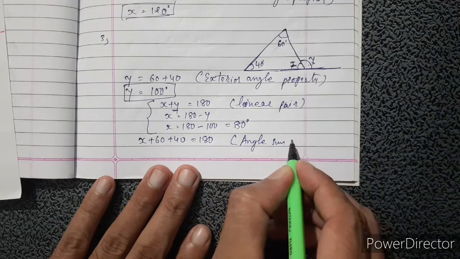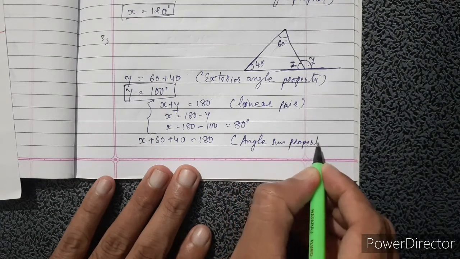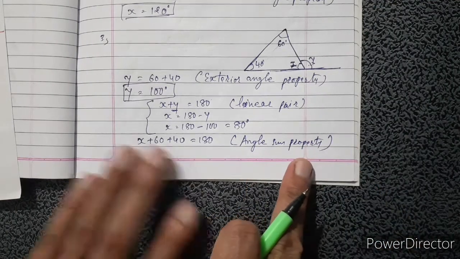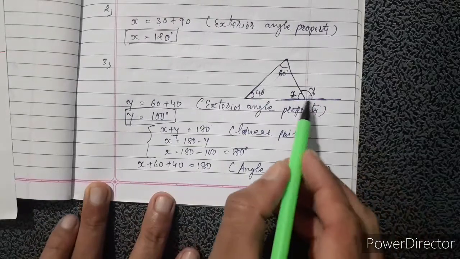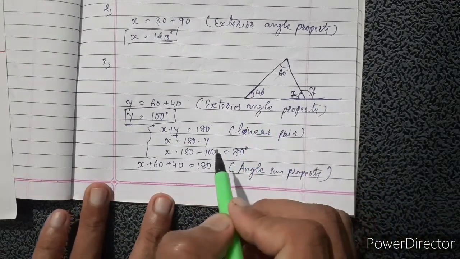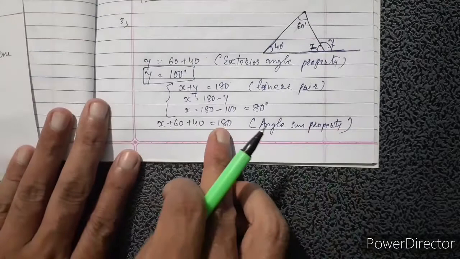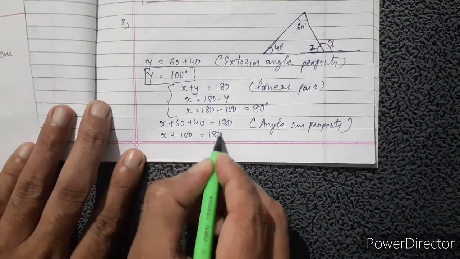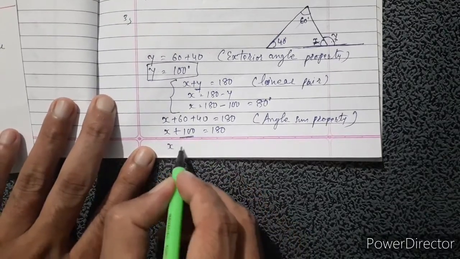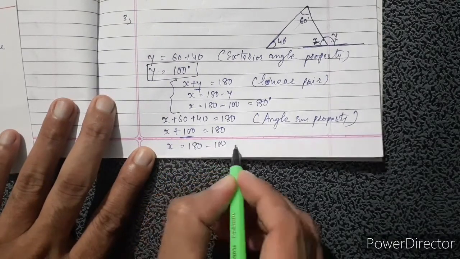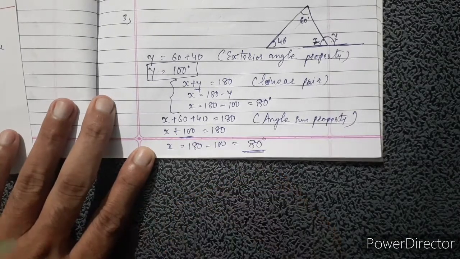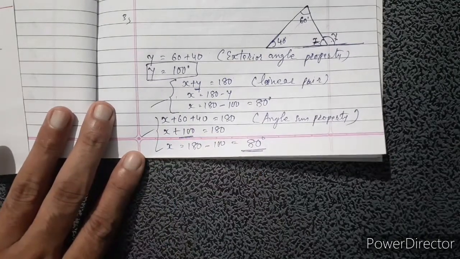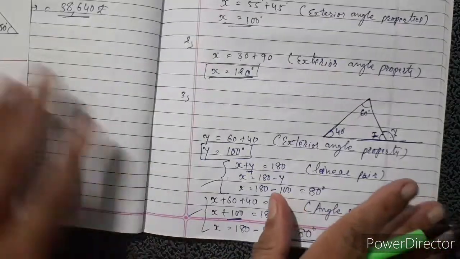So that is the angle sum property. What does the angle sum property say? It says that the sum of the three angles of a triangle equal to 180. So x plus 60 plus 40 is 100 equal to 180. Now change the side of 100, so x equal to 180 minus 100 equal to 80 degrees. So you can use any one method from these two. Clear? Next one, number 4.